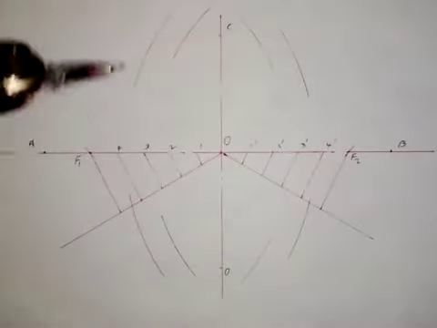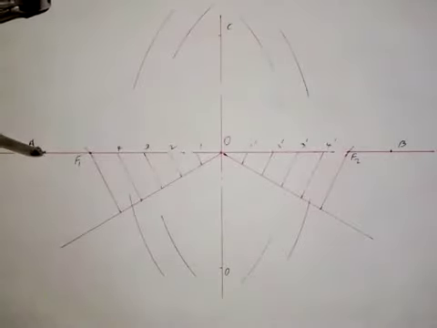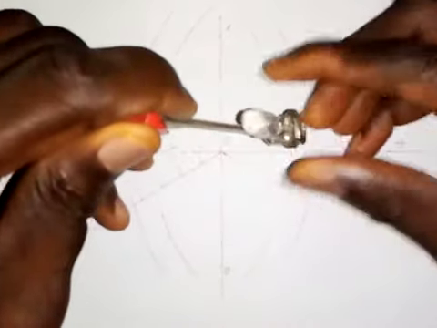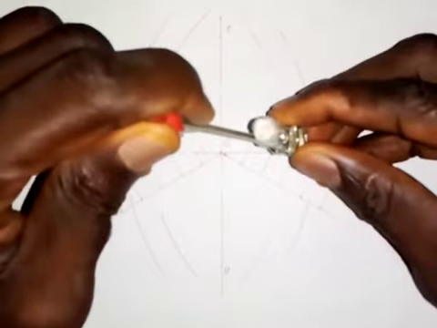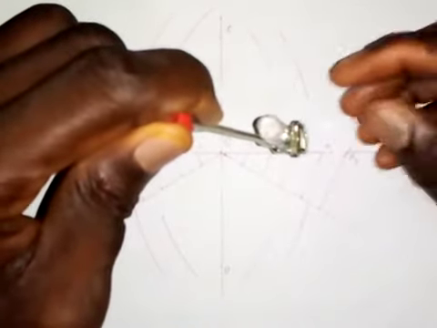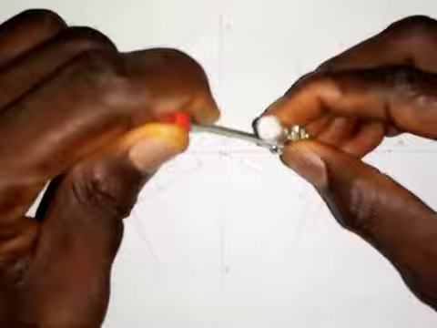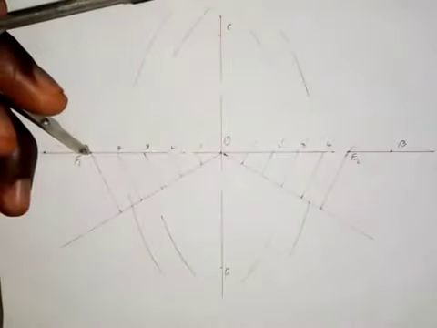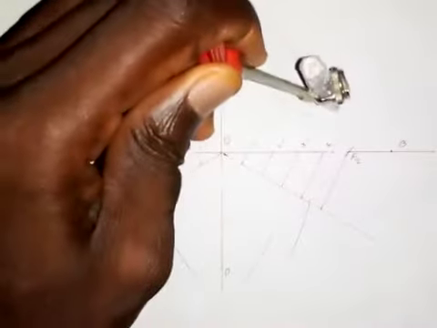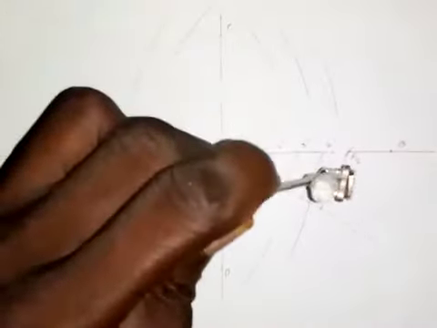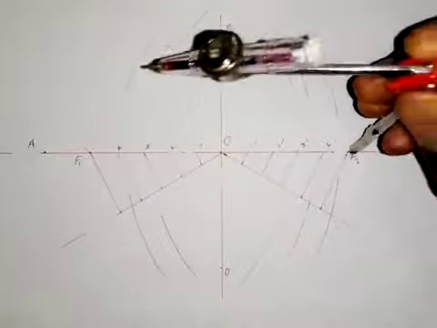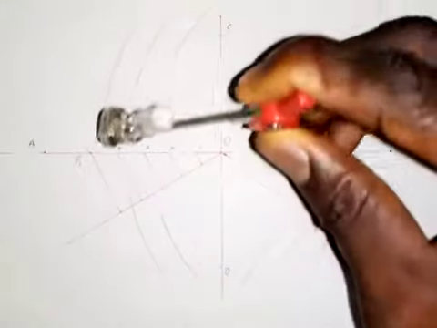So next is return the pinpoint to point A. Extend it to 3 prime on the right side. Okay, so take it easy. All right, so then put it at F1 like this. Draw an arc here. Okay, so then put it at F2. Then draw an arc here.